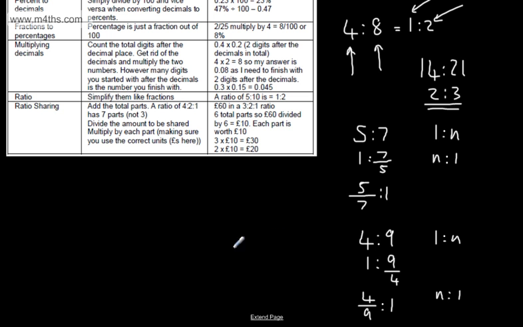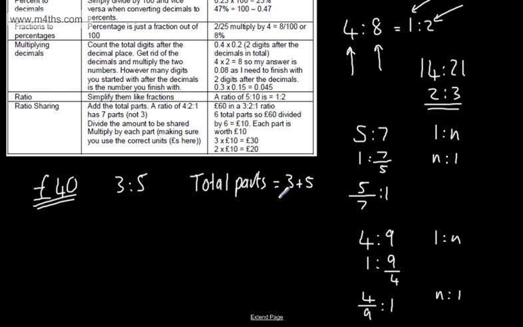Okay, let's look at ratio sharing. I've given an example here. I'll do a different example. I've won £40 and I'm going to share this in a ratio of 3 to 5. What I'm first going to look at now is the number of total parts. So total parts. A common error is to say there are 2 parts. There are not. The total parts are the sum of the 3 and 5. So total parts is equal to 3 plus 5, which is equal to 8. So there are 8 total parts.